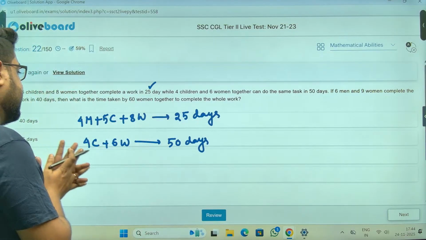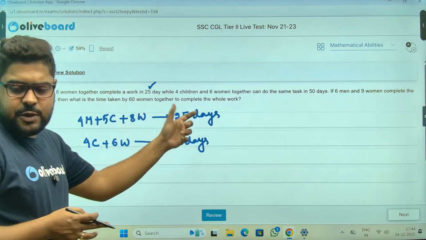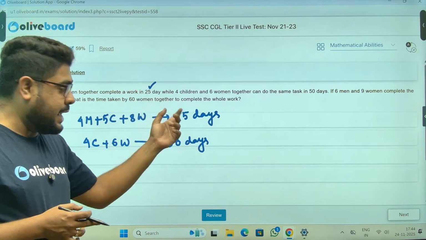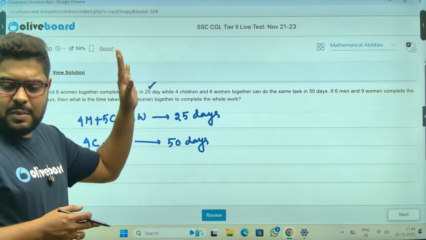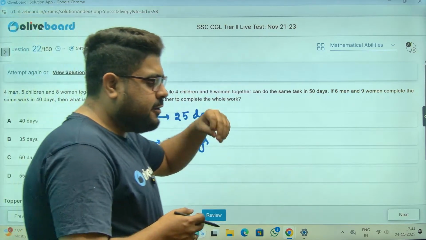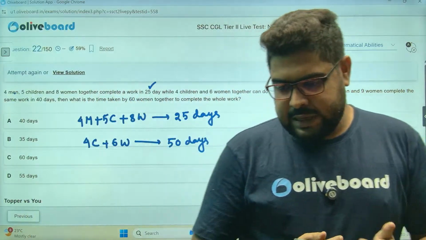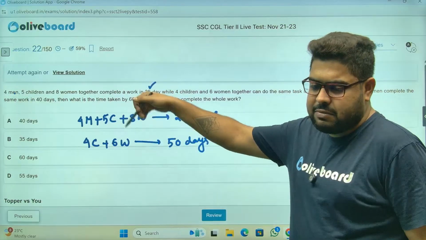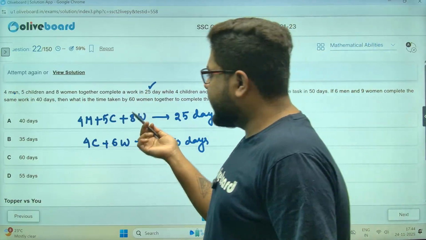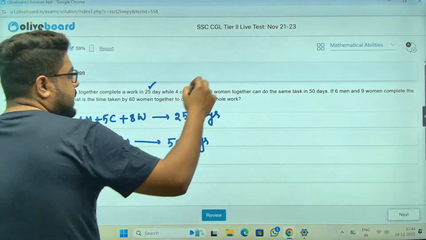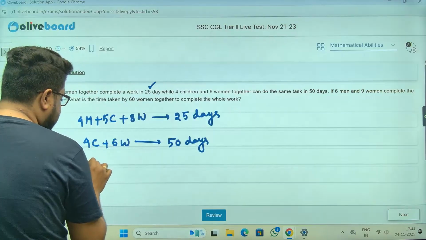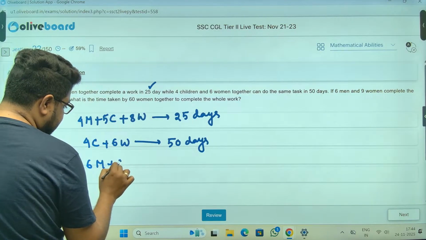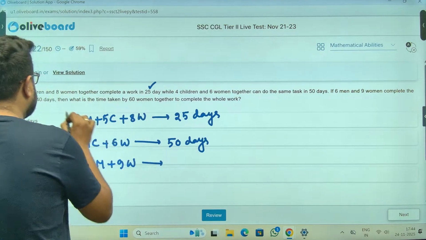Sir, here you can say the efficiency will be half because time is double. But again, that will not fix anything for us because nothing will cancel. So again, we will have to calculate. 6 men plus 9 women can do this in 40 days.